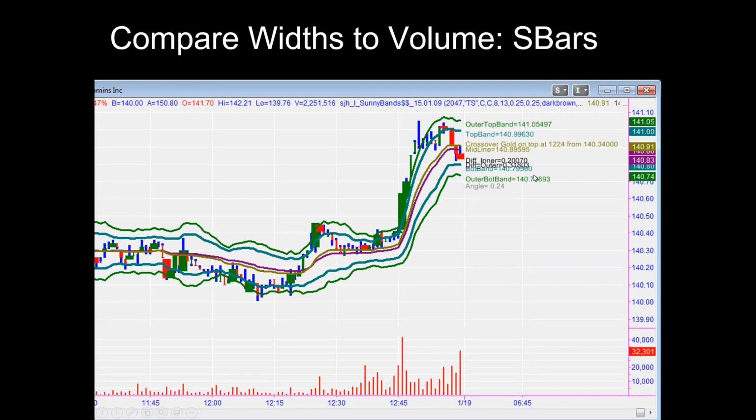So it gives me these values. And it also tells me the angle. And since it's gray, it tells me the angle is flat at 0.24. So it's gray, and I know that's flat. Chances are it's not going to go any higher than that.